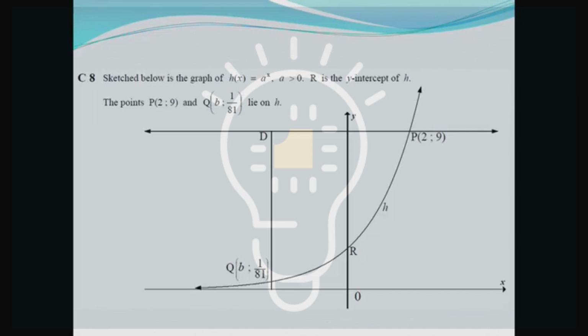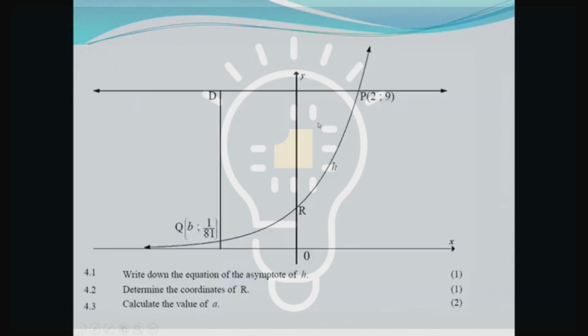Notice this question here. It says, sketched below is the graph of h of x is equal to a to the power x for a is greater than 0. R is the y-intercept of h, the points (2; 9) and (b; 1/81) lie on h. And then the question is: write down the equation of the asymptote of h.